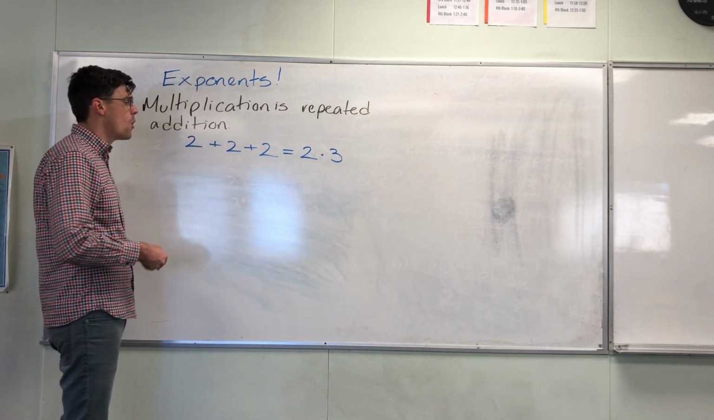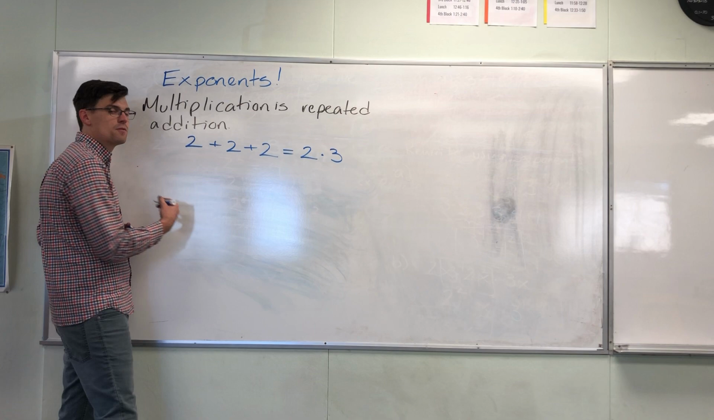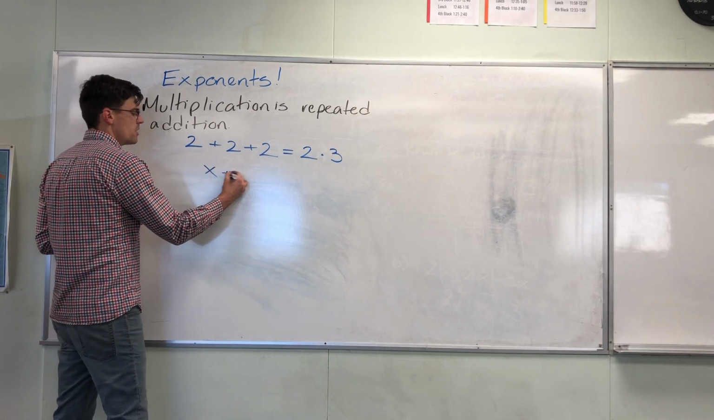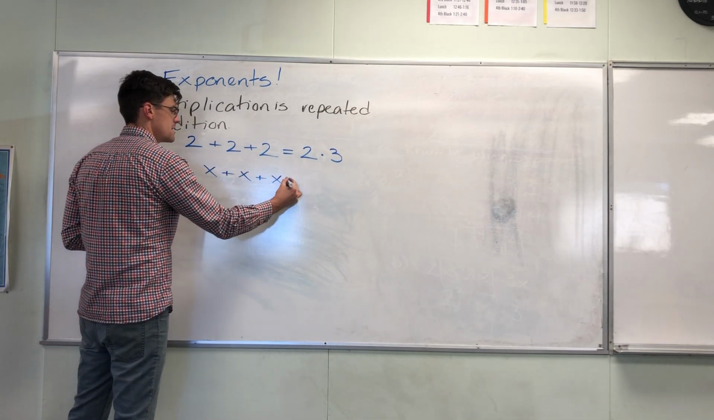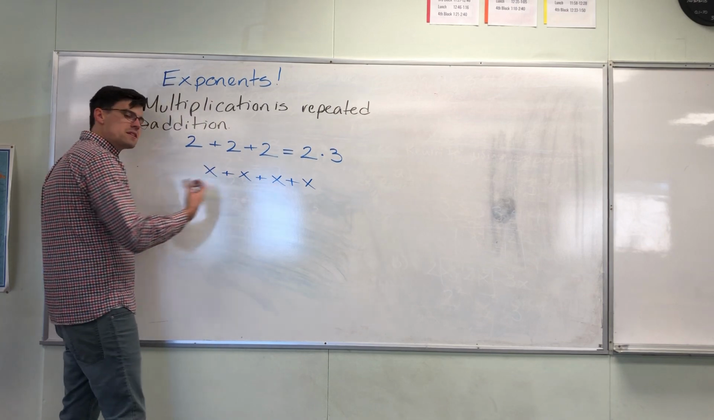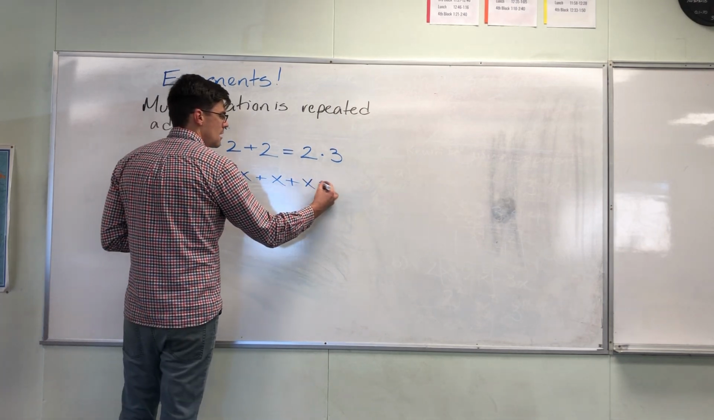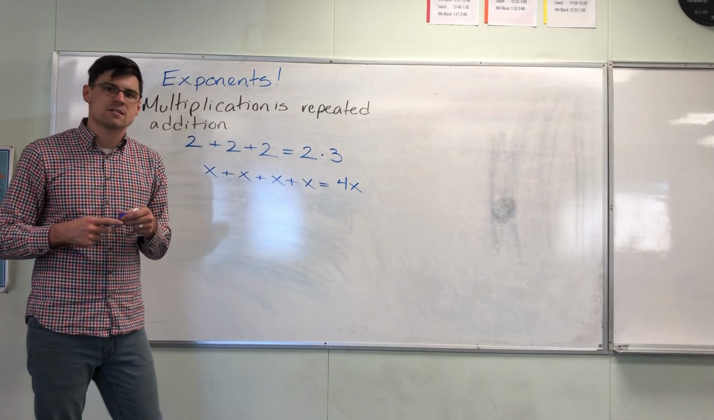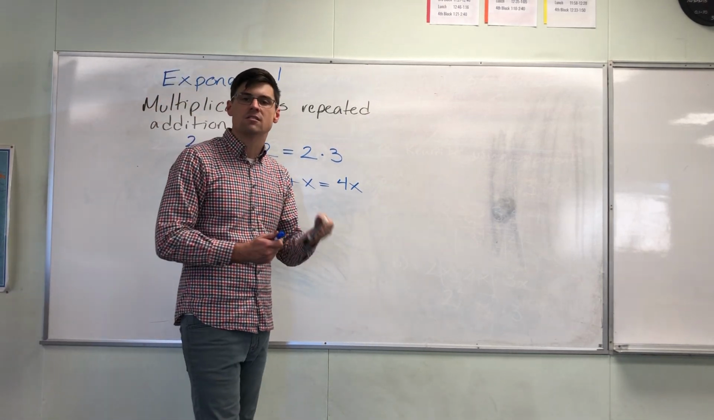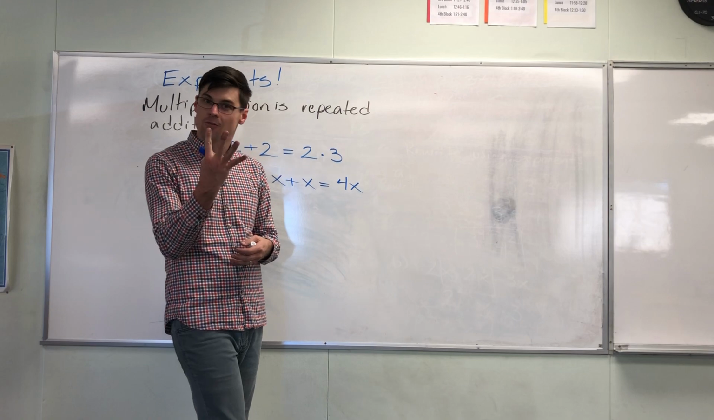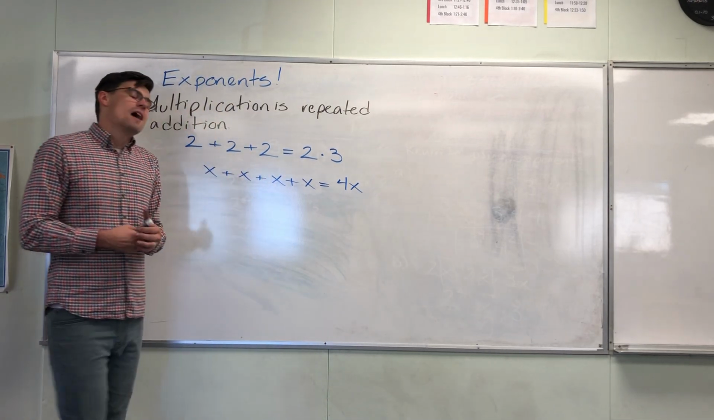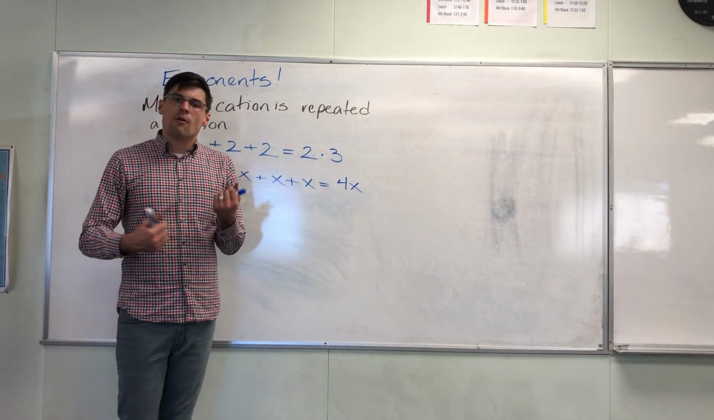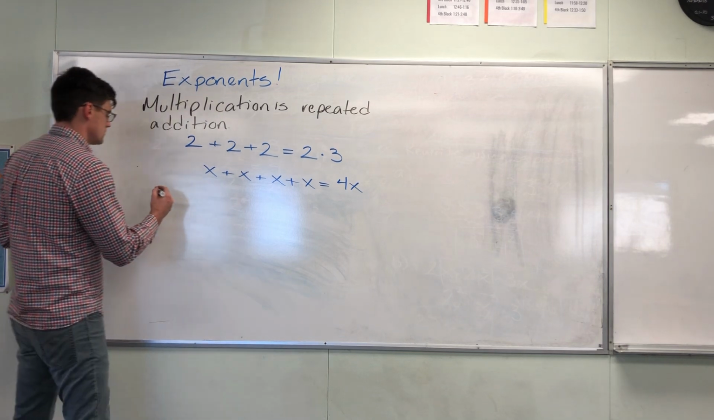We know the same thing holds for variables. If I had x plus x plus x plus x, if I have 4 x's being added together, then I could combine all those together and write that as 4 times x. Simply x added to itself 4 times. Exponents do the same thing but for multiplication.